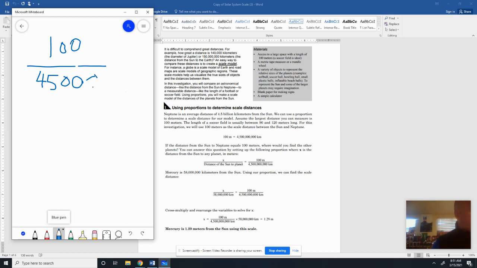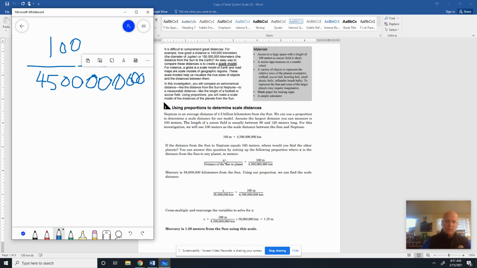Let's try a different pen. 4,500,000,000, three more zeros. So we're saying that 100 meters is equal to 4,500,000,000. What I want to do is create an equation that I can just plug a number into and get my desired output.